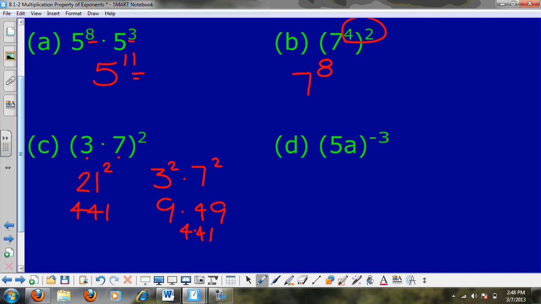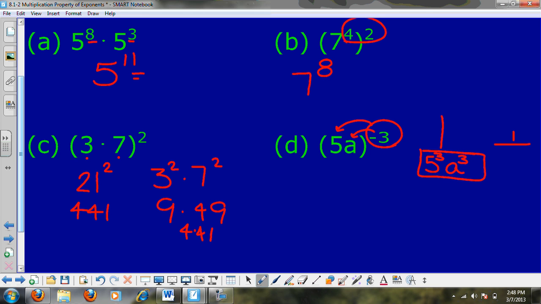Moving on to D, 5a to the negative third exponent. What's going to happen? This applies to both things inside. That it's negative means it has to go where? In the denominator. So I put a 1 on top, and it becomes 5 cubed times a cubed. Can I cube any of those? Can I get an answer? Yes, Justin, I can. Which one? 5 cubed. So it becomes 1 over, what is 5 cubed?